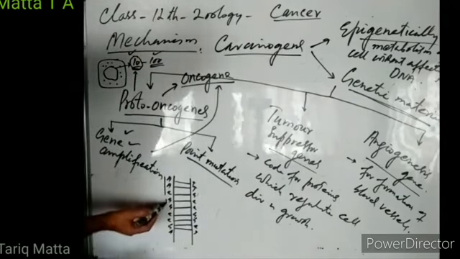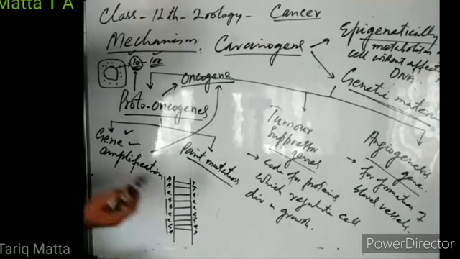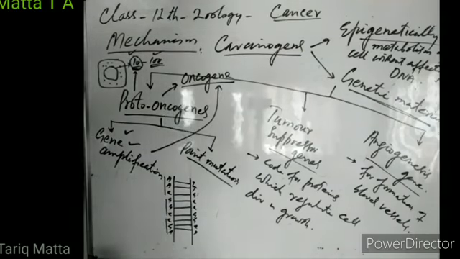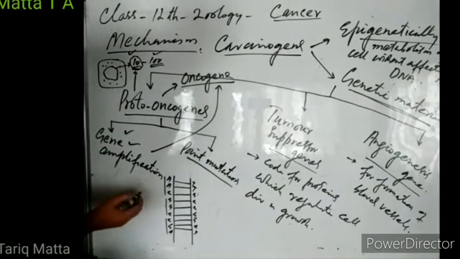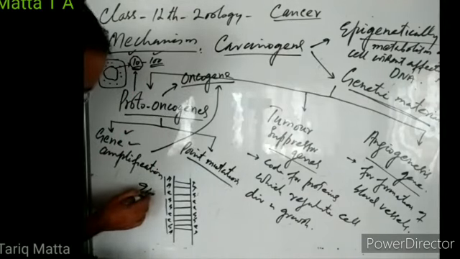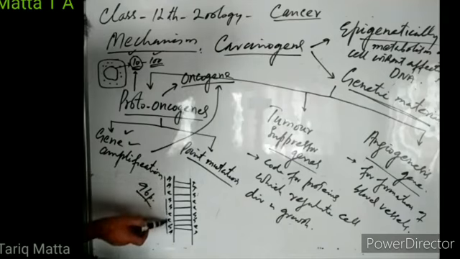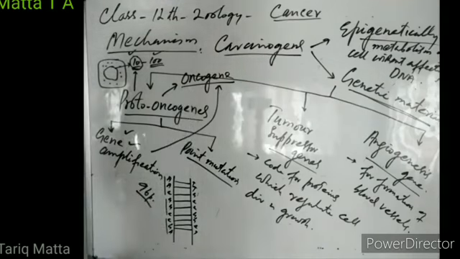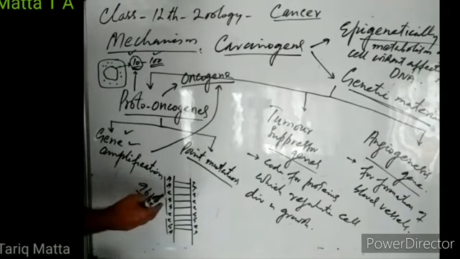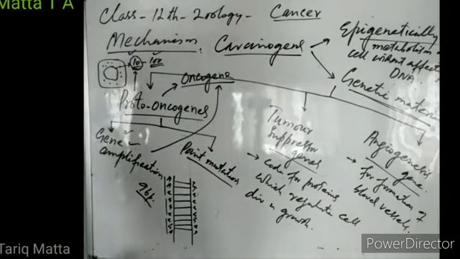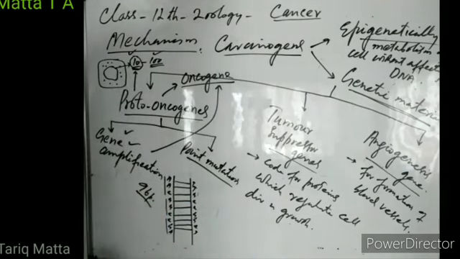AAC, GGC, CGA, right? And it has a specific number of base pairs. It has 9 base pairs in a specific sequence: AAC, GGC, CGA, right? If there is any change in the number of base pairs or in the sequence of base pairs of this gene, that is known as point mutation.